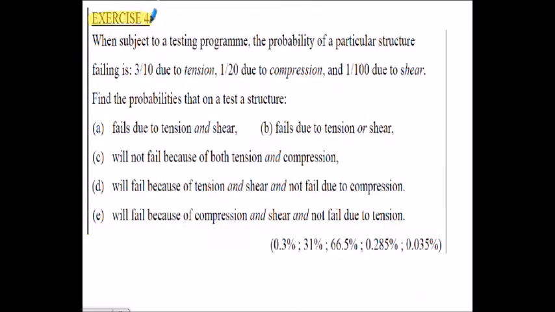I'll leave you with exercise 4. It's very similar to example 4 in its structure. Just the context is different. We've got a testing program here, and we've got probabilities that a particular structure will fail in tension, compression, and shear. And there are 5 parts to this question that I'll leave you with to try and solve. Answers are given in the bracket in the bottom here.